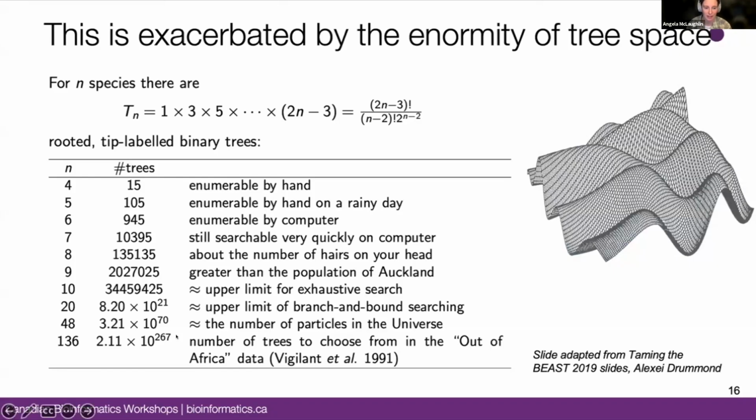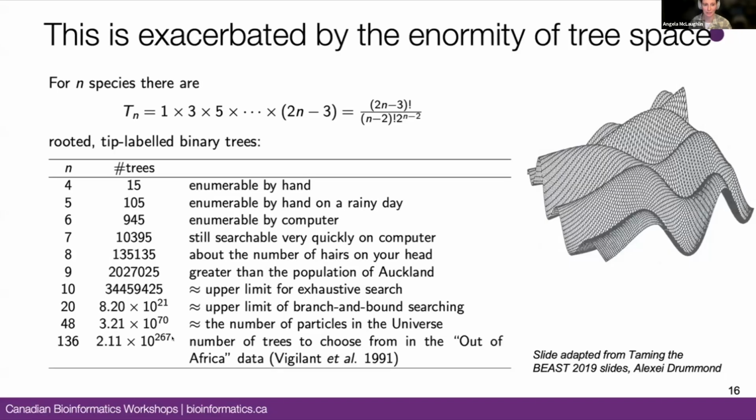So this is a table showing how many trees are possible for n number of tips. The n are not large in this table. So we go from 4 to 136 tips. Once we get to 136 tips, 2 times 10 to the 267 trees are possible. So today, I think the tree we'll be working with is around 170 or 80. So you can sort of respect that we're not going to be comprehensively looking at all the tree space.